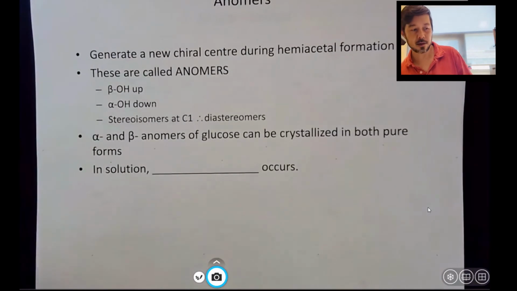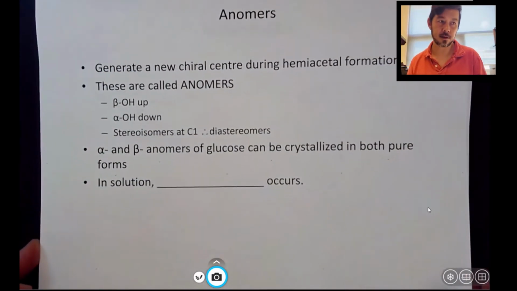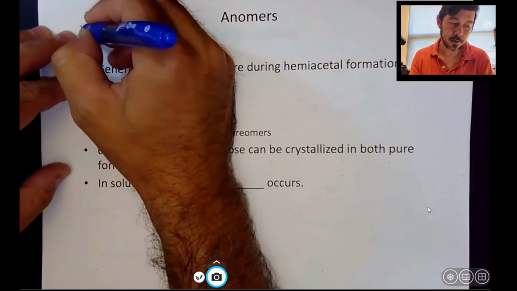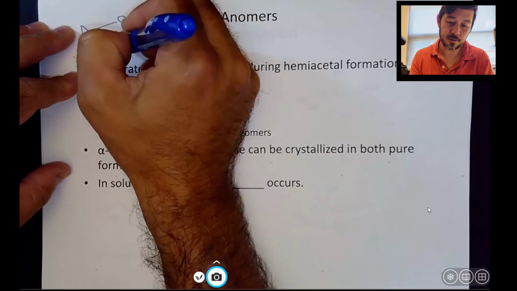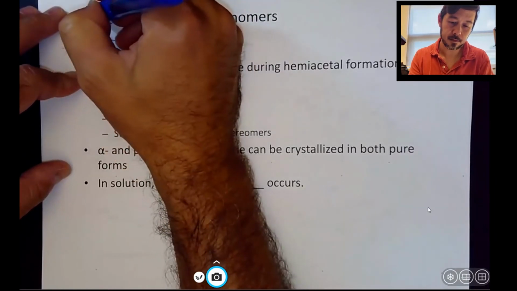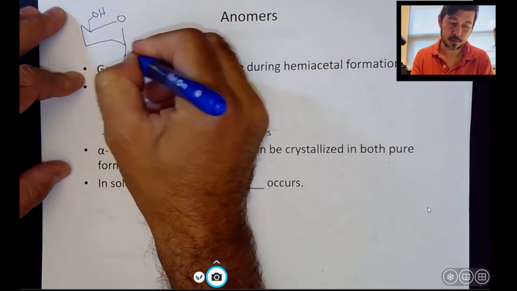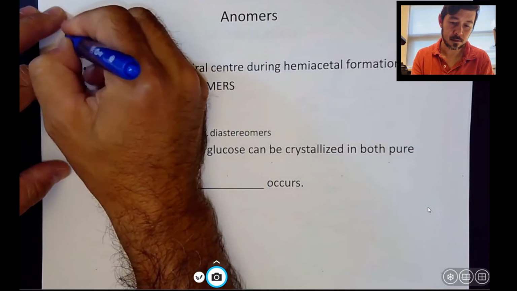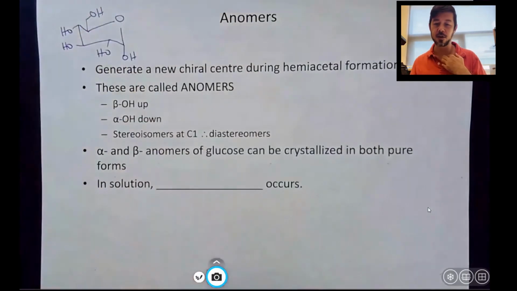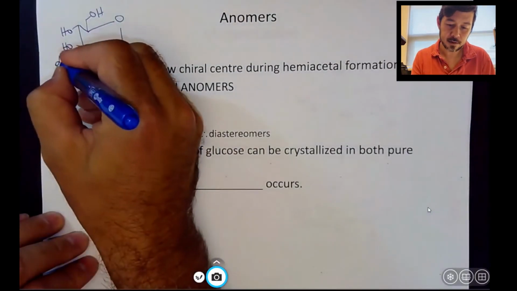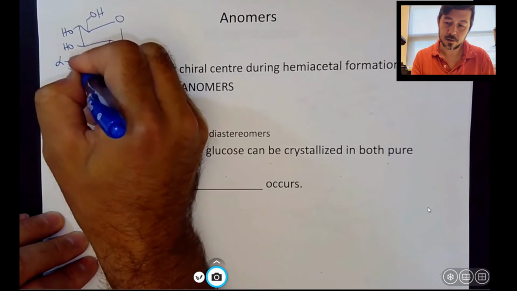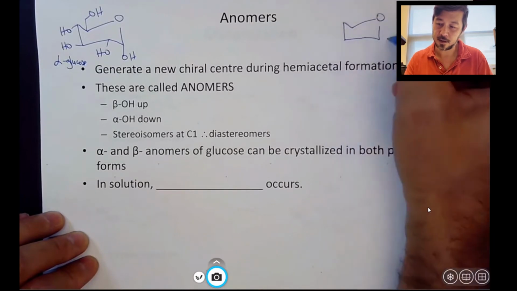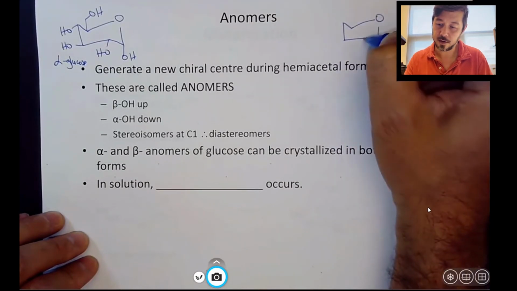Okay, so we talked a little bit about anomers, and let's talk a little more about anomers. Okay, so let's draw the 2 main anomers of glucose. Okay, so there's a chair form of alpha glucose, and if you want to look at the beta form, it's going to look just like this, except you're going to have your OH in that orientation.